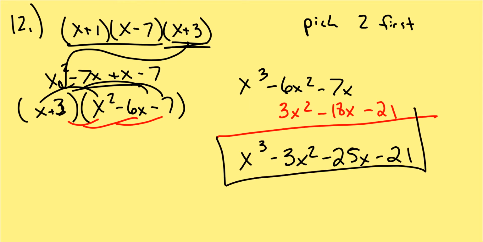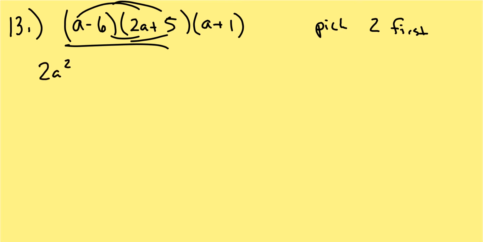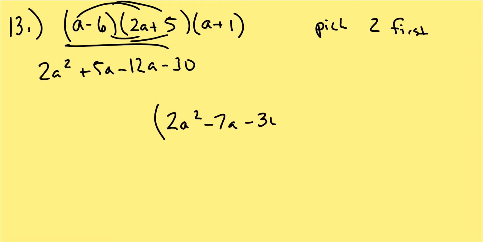That's it for 12. Alright, I'm going to pick the first two. So I'm going to pick 2 first, again. It doesn't matter which 2 you pick, I always just pick the first 2. So then a goes to everything, negative 6 goes to everything. I get 2a squared plus 5a minus 12a minus 30. So this turns into 2a squared minus 7a minus 30.